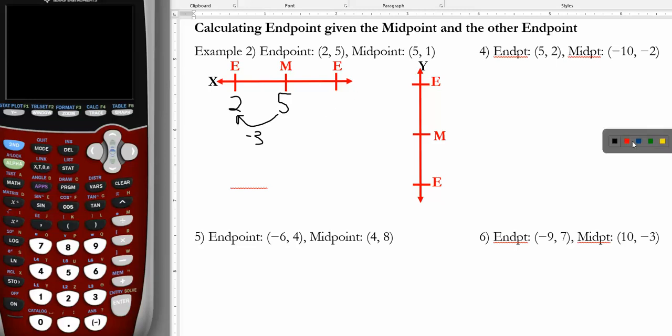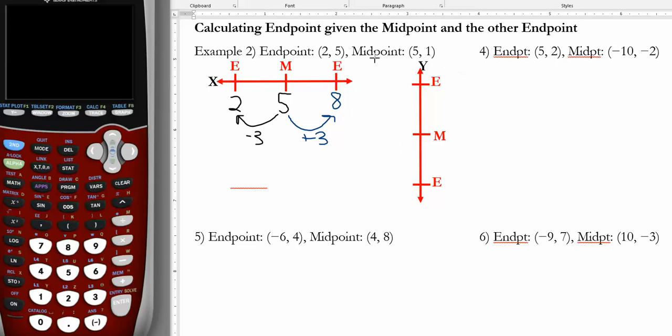So we need to turn around and go from 5 up to the other endpoint, and those distances have to be the same. So minus 3 and plus 3 would be the same distance, just different directions. And 5 plus 3 is 8.